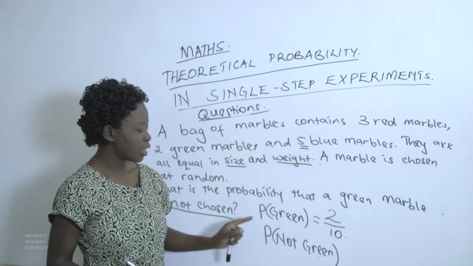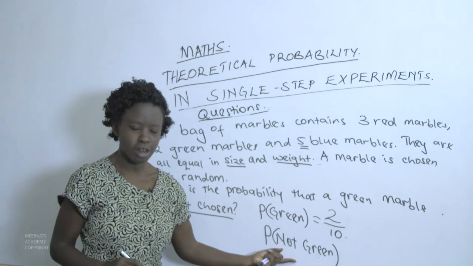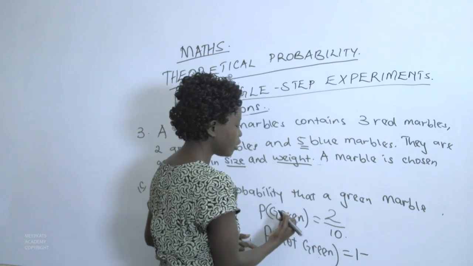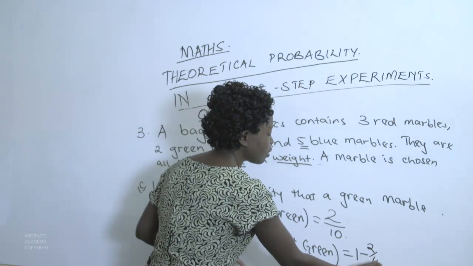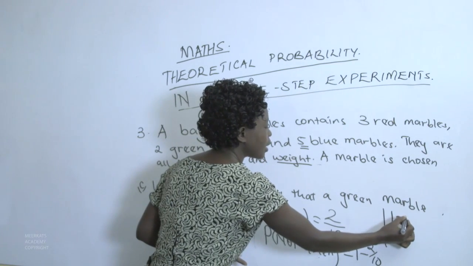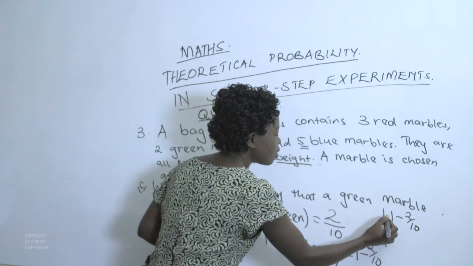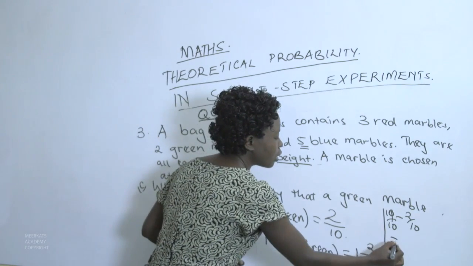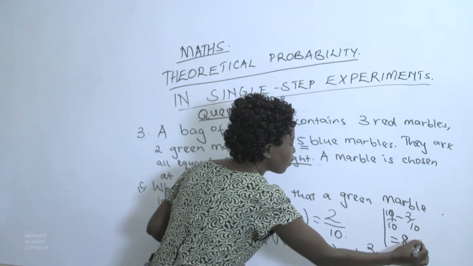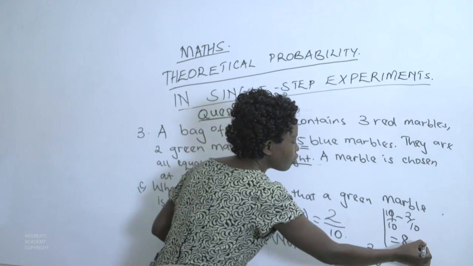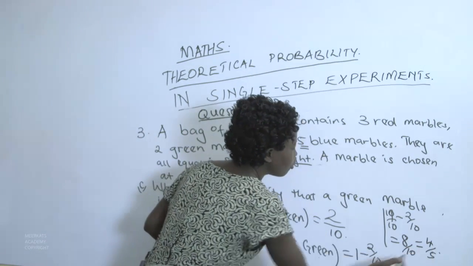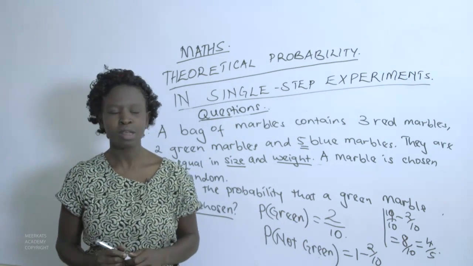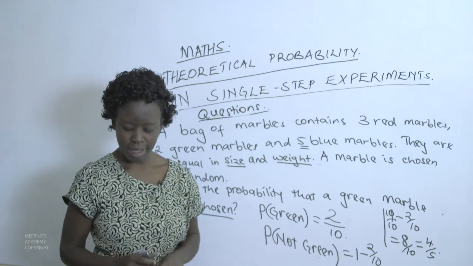So that means if I need to get the probability of not choosing green, then I'll have 1 minus the probability of choosing green, which is 2 over 10. So 1 minus 2 over 10 is just the same as 10 over 10 minus 2 over 10, which will give me 8 over 10. And if we simplify 8 over 10, then we have 4 out of 5 as the required answer. So you find that whichever option you use, the answer is still the same.